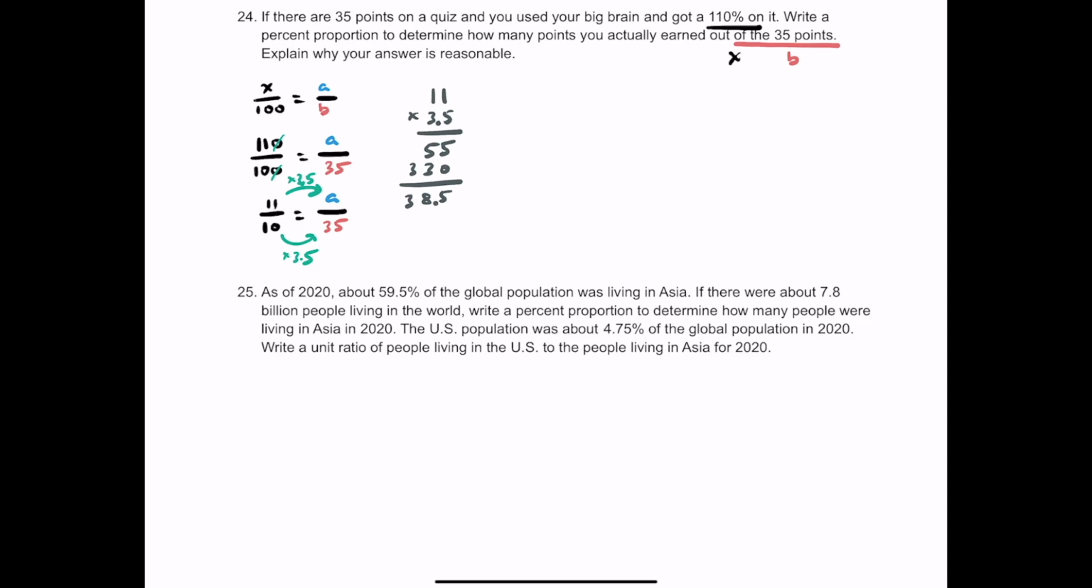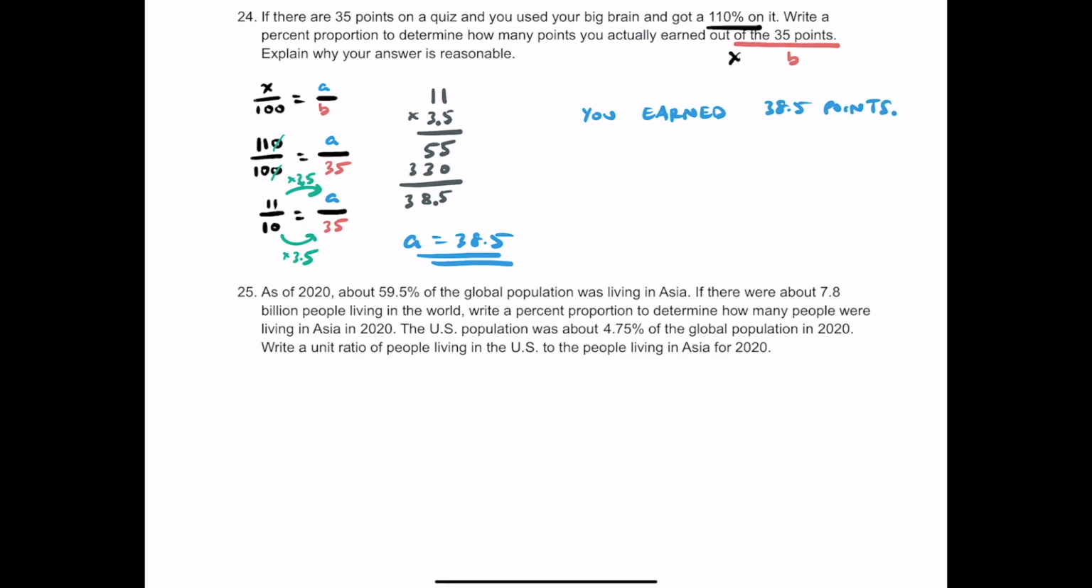So let's just think about this. 38.5, that seems pretty reasonable. I think so. So we can say A is equal to 38.5. Right, so it says actually how many points did you earn? You can say I earned a total of 38.5 points.